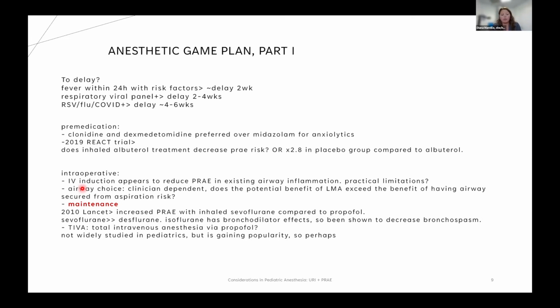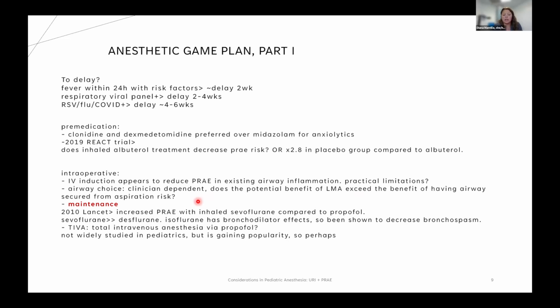But what are the practical limitations with that? Kids don't necessarily like IVs. Is this an emergent case where we definitely need an IV? I think that's one of the big things that I wanted us to discuss and to consider, because IV induction is something pretty common in adult medicine, but not necessarily so much in the pediatric world.